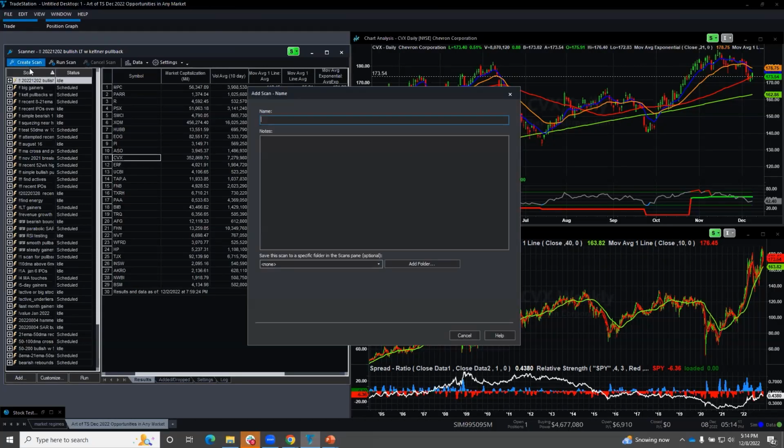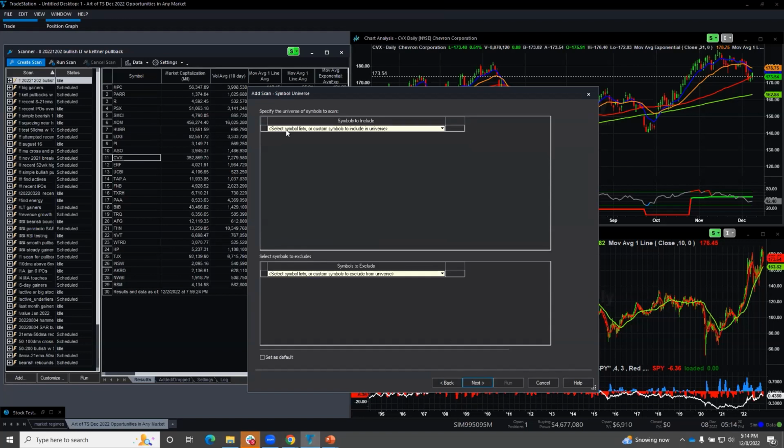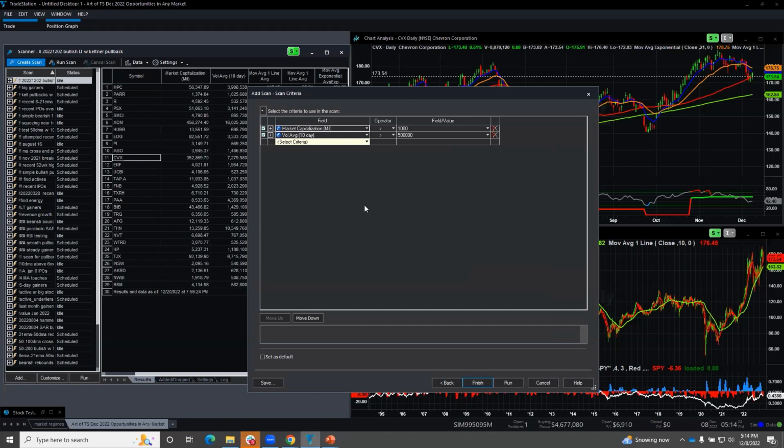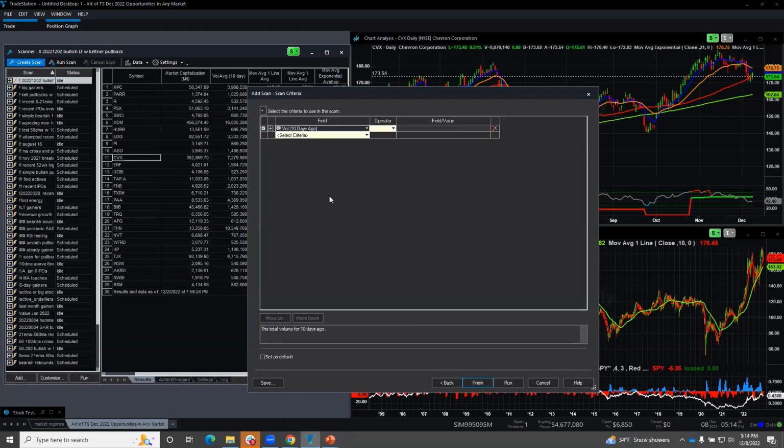I'm going to go to create scan. Let's just call it a new scan, December 8th. The first thing, we're going to select all stocks. I have these set as defaults, and I'm going to remove these. Now we're going to go to volume, and we're going to volume average 10-day. We're going to set it to greater than, say, 500,000.